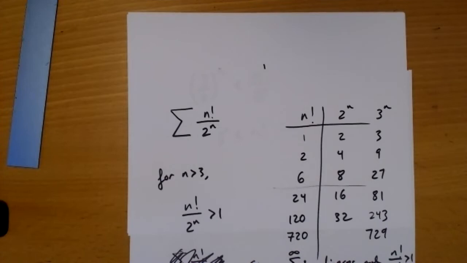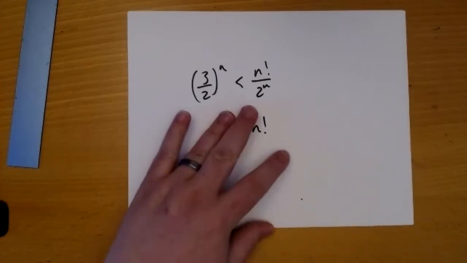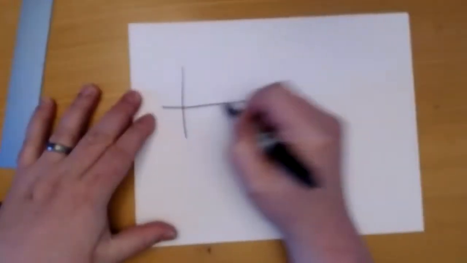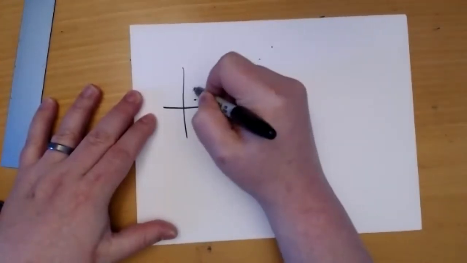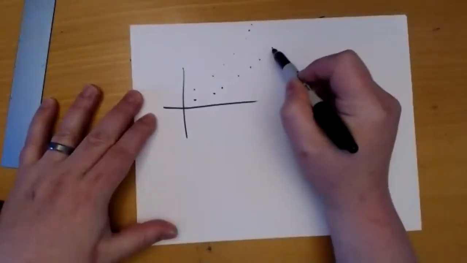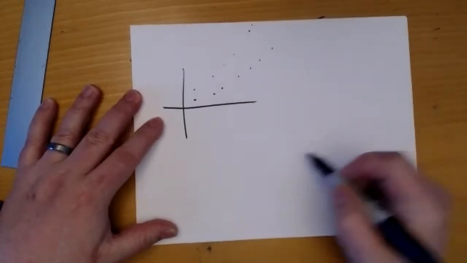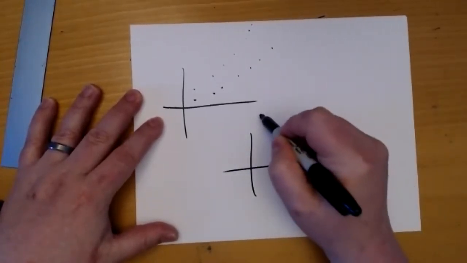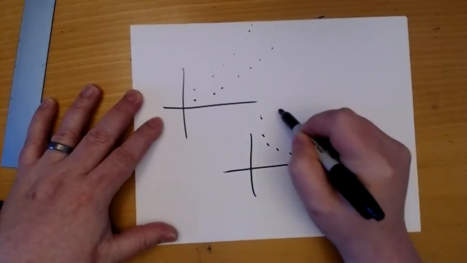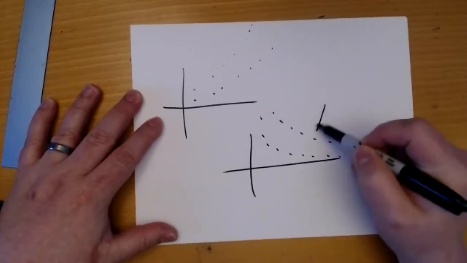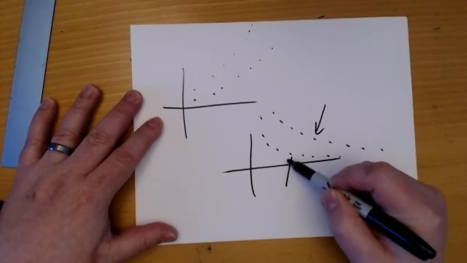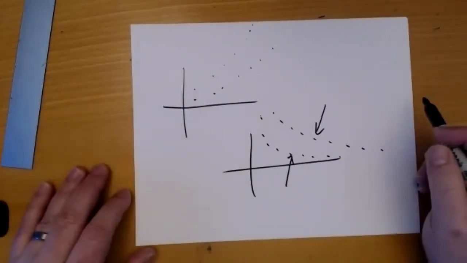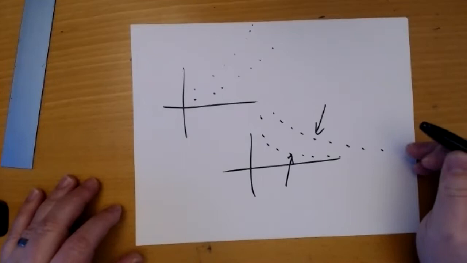So really, that's the whole idea about the comparison test: find something above or below that converges or diverges and use that to force a conclusion. Either you're in this kind of situation, this guy diverges, so therefore this guy diverges, or you're in this kind of situation, this guy converges, so therefore this guy converges. That's the whole idea.